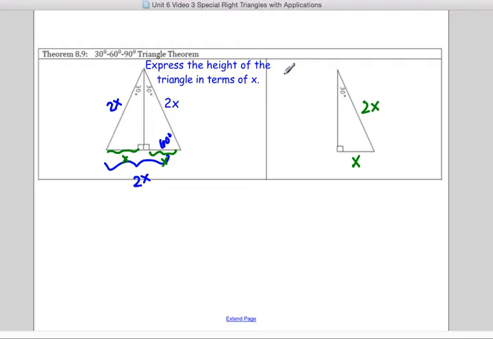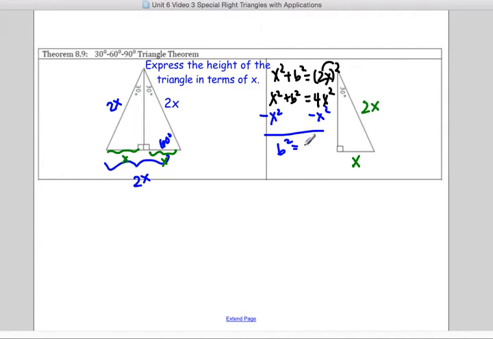So I would have x squared plus b squared equals 2x squared. So I have x squared plus b squared is equal to 2 squared is 4 x squared. I'm trying to solve for b, so I will subtract x squared from both sides. So I have b squared is equal to 4x squared minus x squared is 3x squared. And then to solve for b, I take the square root. So b is equal to the square root of 3x squared.